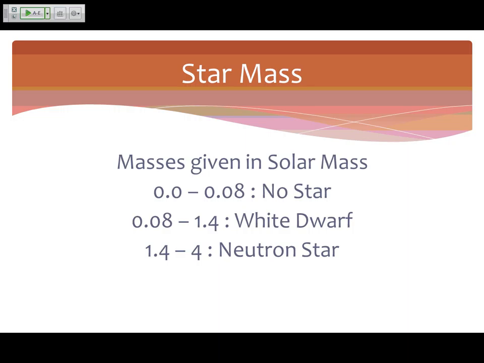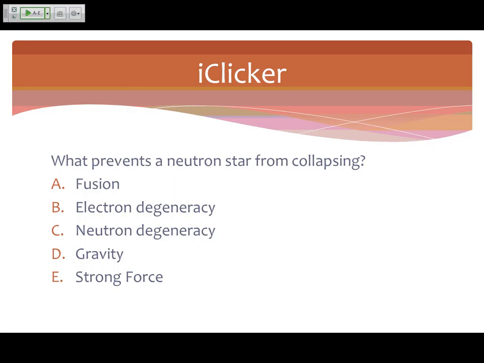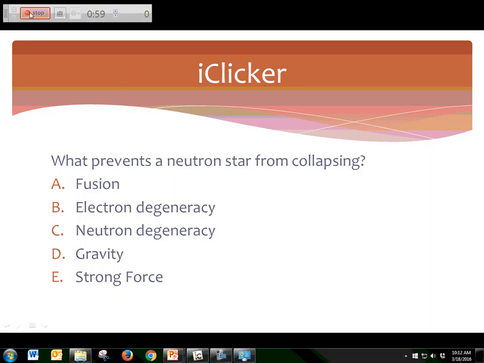And if it's more than 4 solar masses to begin with, then that's where we end up with this idea of a black hole. It still fuses all the way to iron, but then it collapses beyond neutron stars. We don't really know what it looks like at the center anymore. But do not forget about this list of solar masses. Okay. What prevents a neutron star from collapsing?